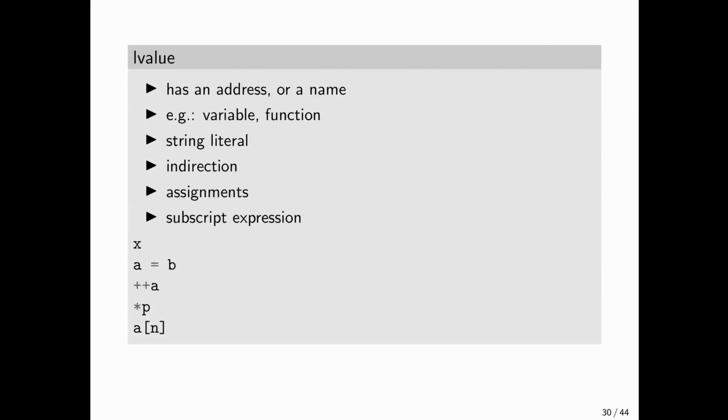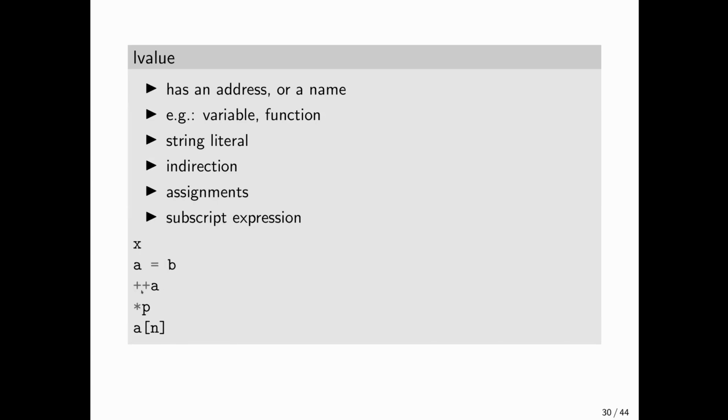So the simplest one is the L value category. This is anything which has an address or a name, for example, a variable or a function. It can be a string literal, an indirection, the result of an indirection operator, assignments, subscript expressions. Those are L values. So, for example, a variable X is an L value. An assignment A equals to B is an L value.